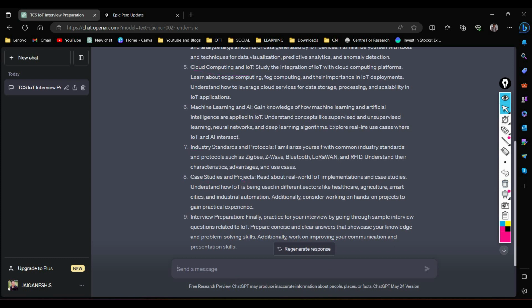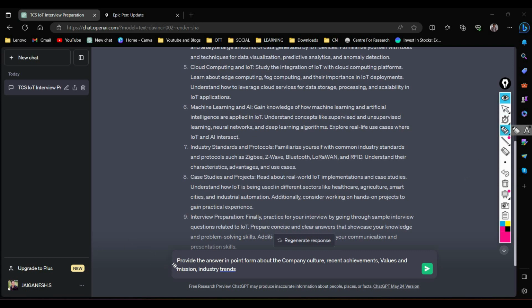Next, let's see what research areas I can take out of the TCS company. My next prompt is asking for these data, and I want the answer in point form. I'm very specific about my expectation: I don't want a descriptive answer.